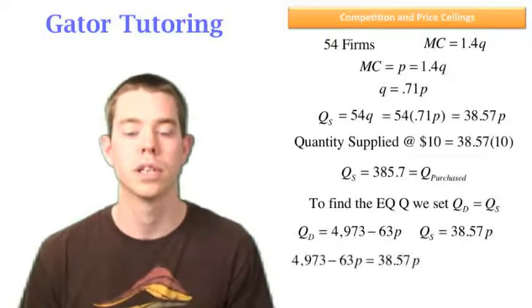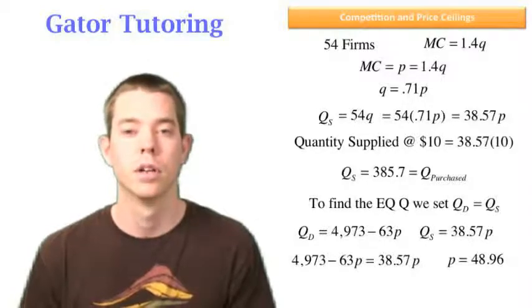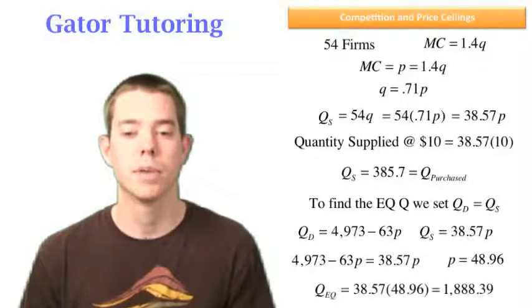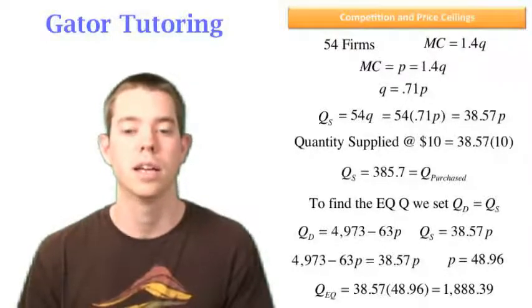So we set those two things equal and solve for price. And we see that price would have gone up to 48.96 if we had let it. So at 48.96, how many would actually be purchased? Well, we can plug that into either supply or demand. I've chosen to plug it into supply, and I see that the equilibrium quantity is 1,888.39.